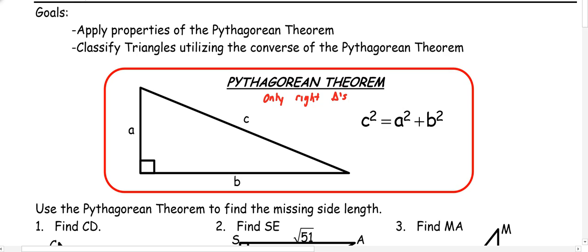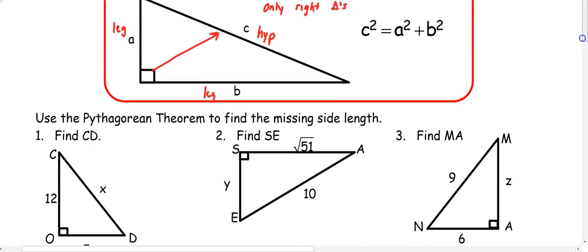And in the Pythagorean theorem, we have c squared, which represents our hypotenuse squared. Remember, the hypotenuse is always the side across from the right angle. It is equal to a squared, which is a leg, plus b squared, which is a leg. So we're always going to take the hypotenuse and put it by itself, and the legs are always together.